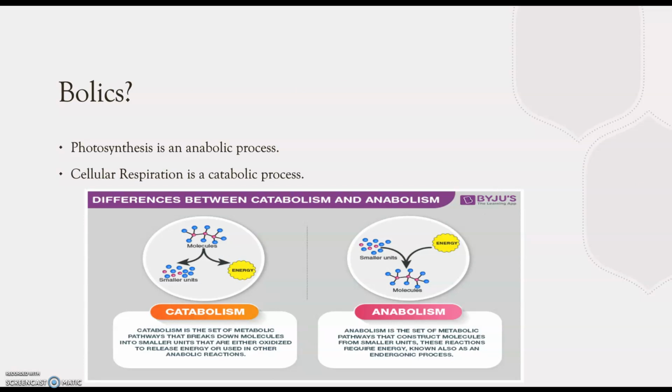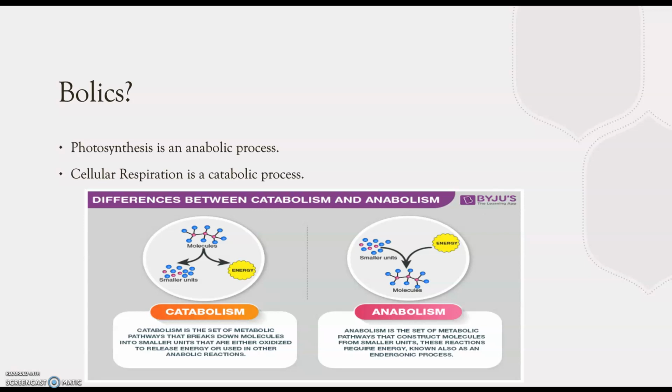So, what's the bolics? Photosynthesis is the anabolic process, and on the bottom right here you can see smaller units of energy being made into molecules. And then anabolism is the set of metabolic pathways that construct molecules from smaller units, and these reactions require energy, known also as an endergonic process.